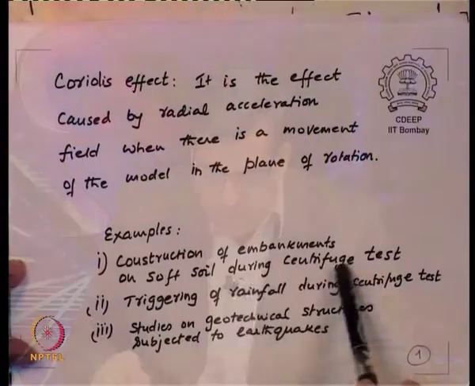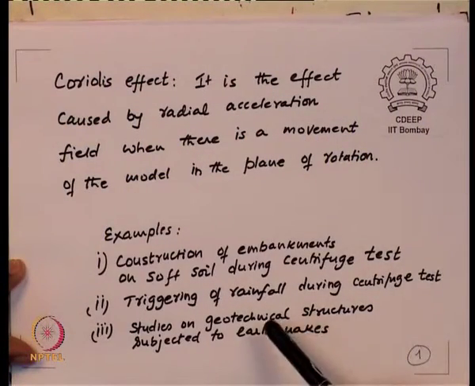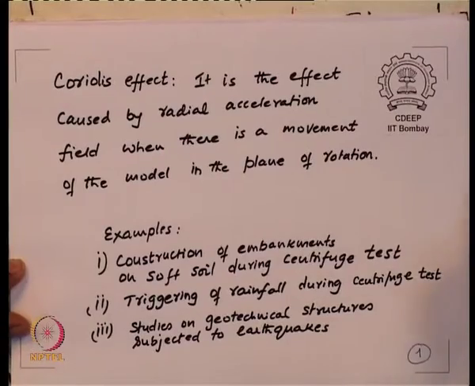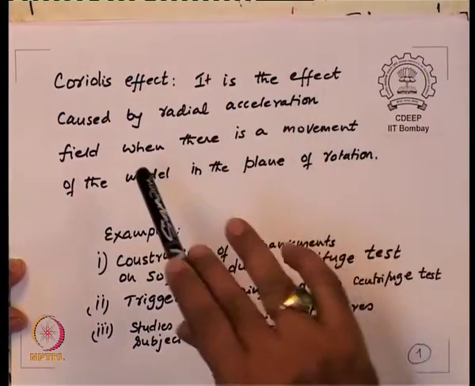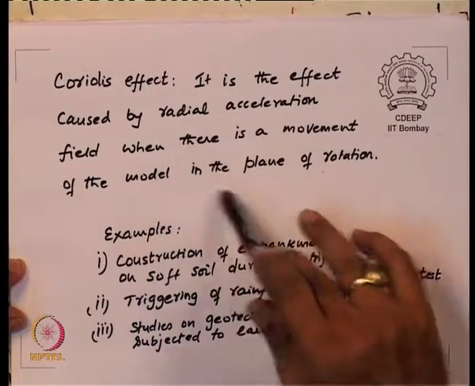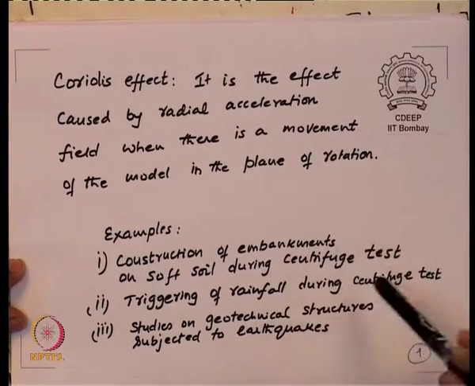So, the construction of embankments of soft soil during a centrifuge test and triggering of rainfall during a centrifuge test. For example, if you wanted to study the effect of rainfall on geotechnical structures, when you are modeling this, the rain droplets are simulated in the form of a mist, and when these droplets are released in the high acceleration field, they can be subjected to this Coriolis acceleration. Basically, the Coriolis effect is the effect caused by the radial acceleration field when there is a movement of the model within the plane of rotation.